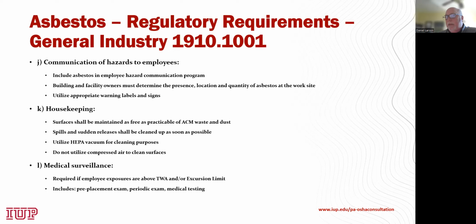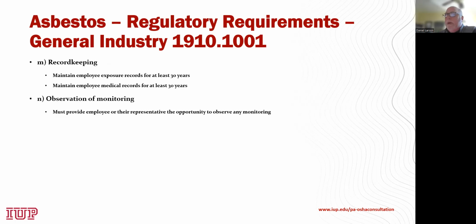Medical surveillance is required if you have employee exposures at or above the TWA and/or excursion limit. And this includes pre-placement exams, periodic exams, and medical testing. There's also a record-keeping requirement with OSHA. You have to keep employee exposure records, like air monitoring results, for at least 30 years. And you have to keep employee medical records from any testing that may have been done for 30 years.